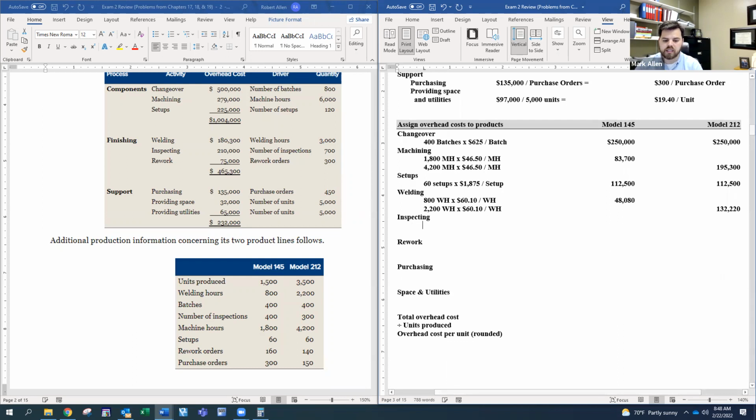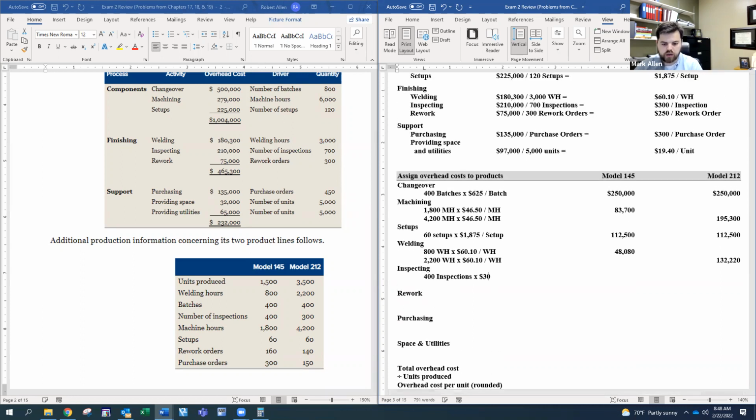Okay. Now, for the next piece, we're going to keep coming down. We're going to now look at inspecting. For inspecting, we have 400 inspections for model 145. And of course, our rate per inspection is $300.